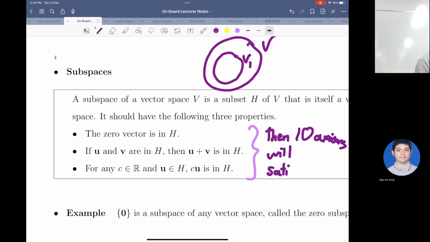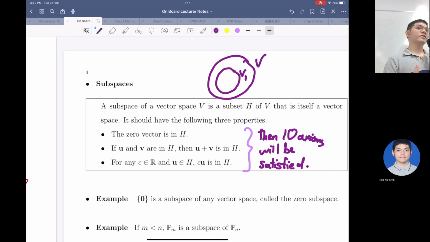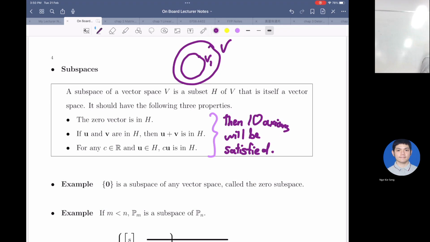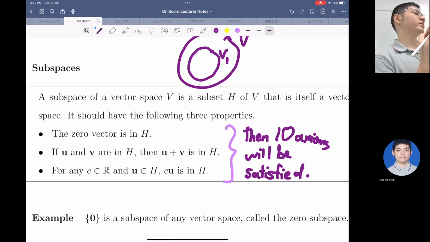Will be satisfied. If you are free, you can go and prove it, just using these three conditions and then proving the 10 axioms. So this explains why subspaces need these three conditions, because these three conditions are crucial to show that the subspace is actually a vector space itself.